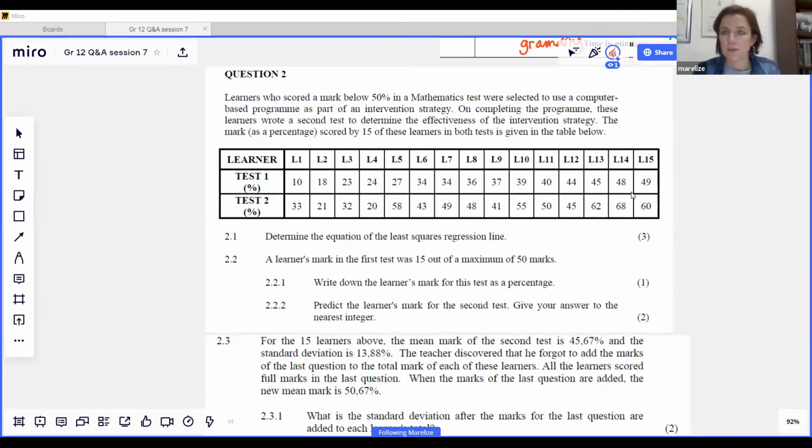Okay, right. I actually gave you a little bit more time. So we've got learners here. They wrote a test and then they went on a computer program and then they wrote the second test, and we've got the results from their first test and their second test. There are 15 learners in the study, so they've been numbered L1, L2, L3, etc.